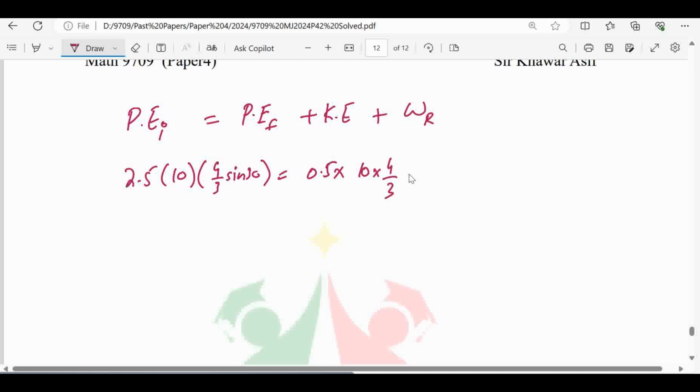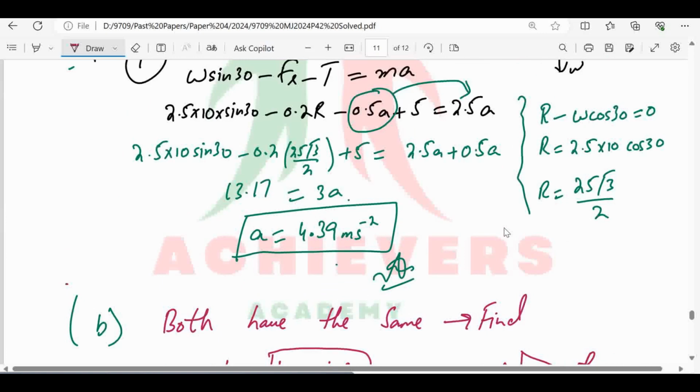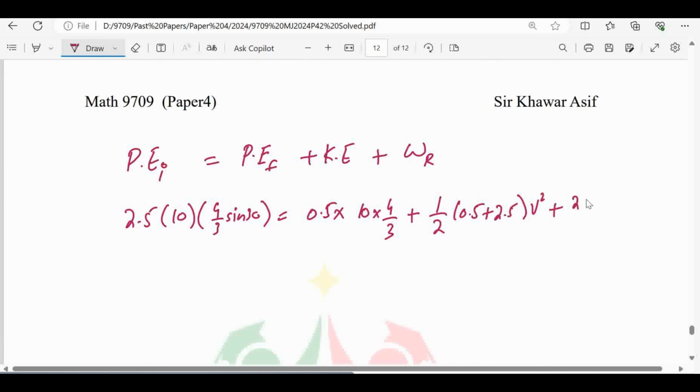Okay, it was the initial one, minus, plus 1/2 mv square. Mv square means 0.5 plus 2.5, because we have to see the collective values, plus the last one, work done by the resistive force. Let's see the previous values. The R was 25 square root of 3 by 2. So 25 square root of 3 by 2 into the height, it was 4 by 3. Now let's simplify it.